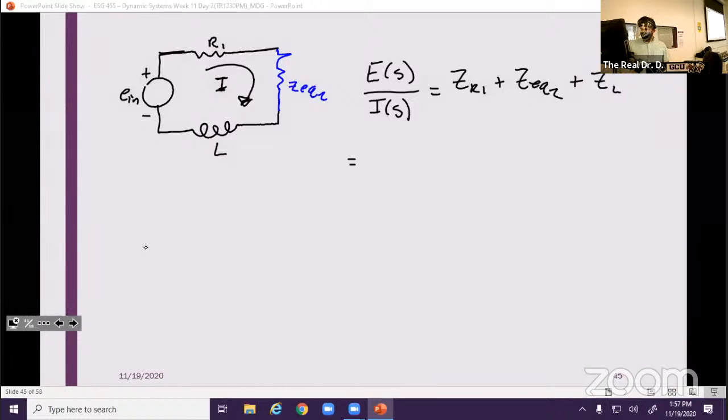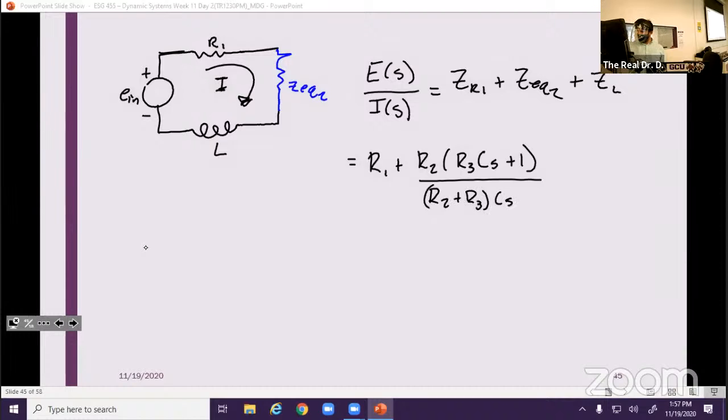right? Which is R1 plus R2 times R3 CS plus 1 divided by R2 plus R3 CS plus 1, plus LS plus R1. Not R1, not double R1. That's all my notes.